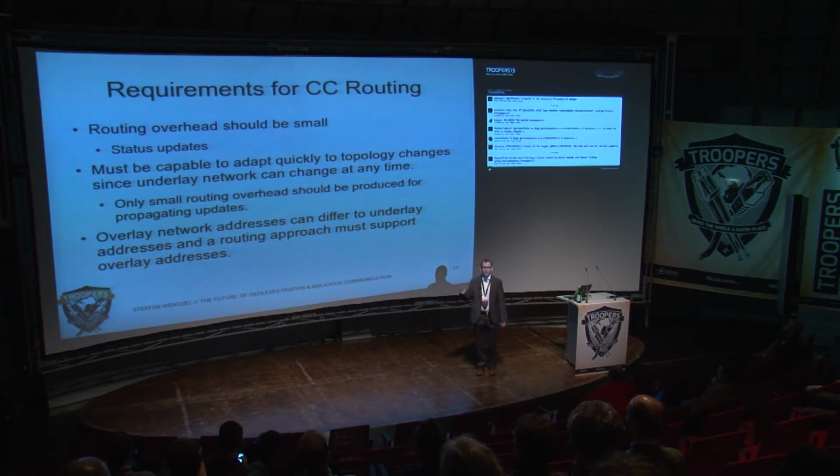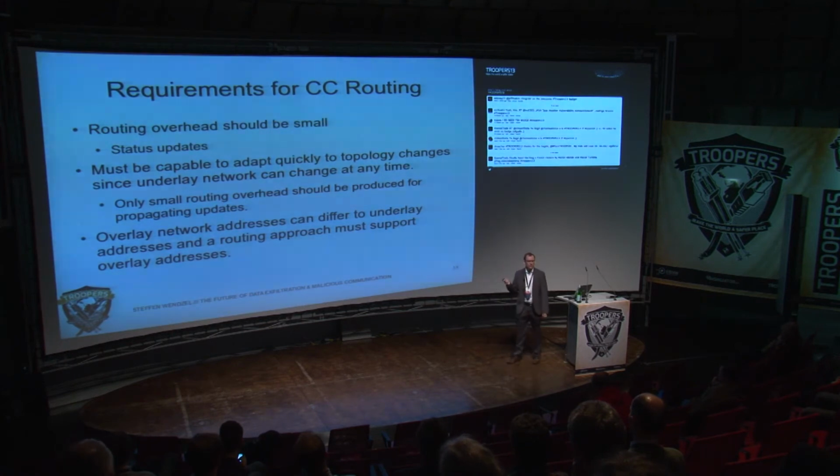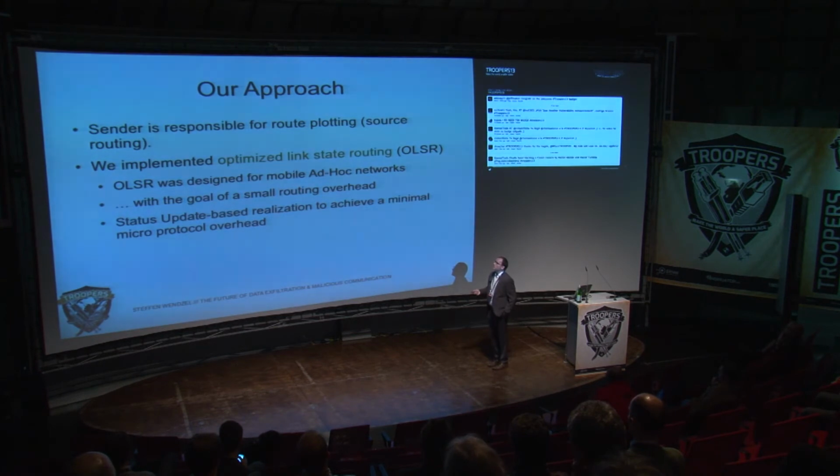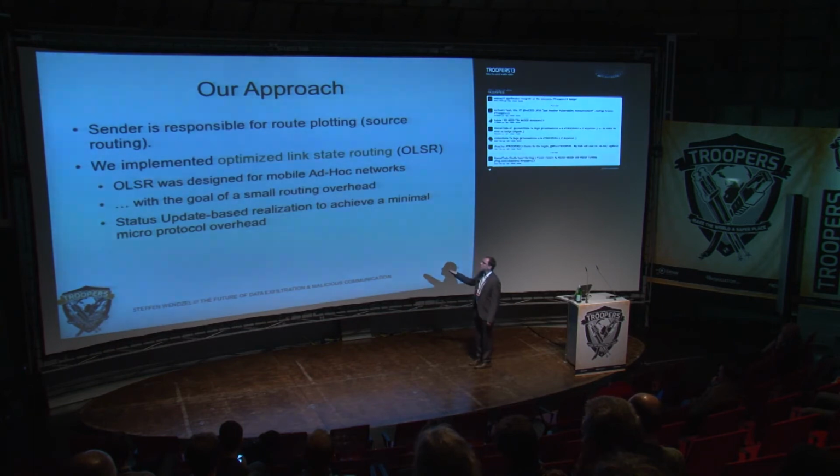Therefore, status updates were used. We wanted only a few overhead. That was done by using the optimized link state routing. And we can use our own addresses. We do not use IP or something like that. It's too big. The student decided to use optimized link state routing because it's very suitable for mobile ad hoc networks and produces small routing overhead. And this was again reduced by using status updates.